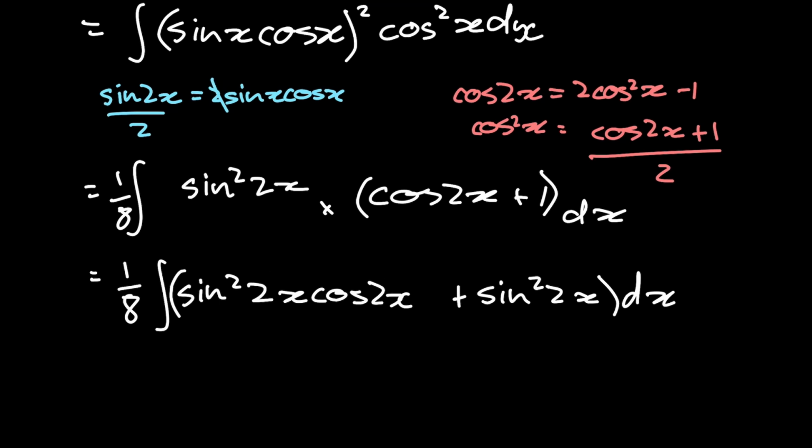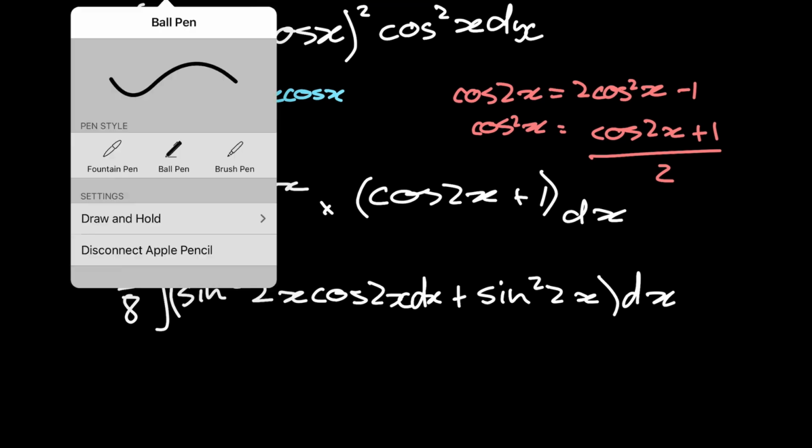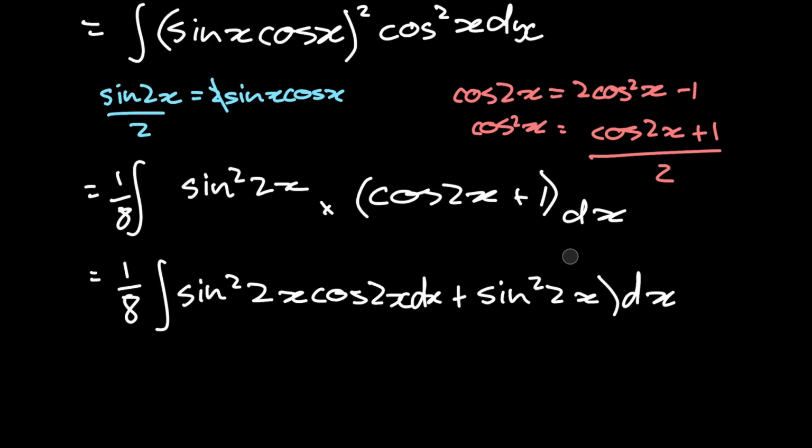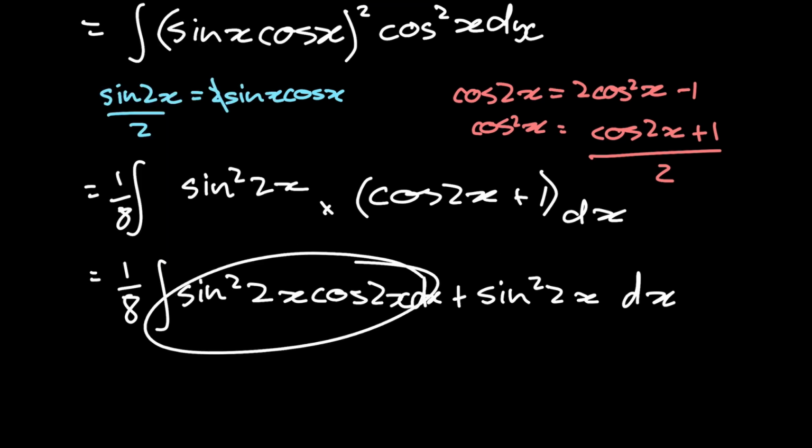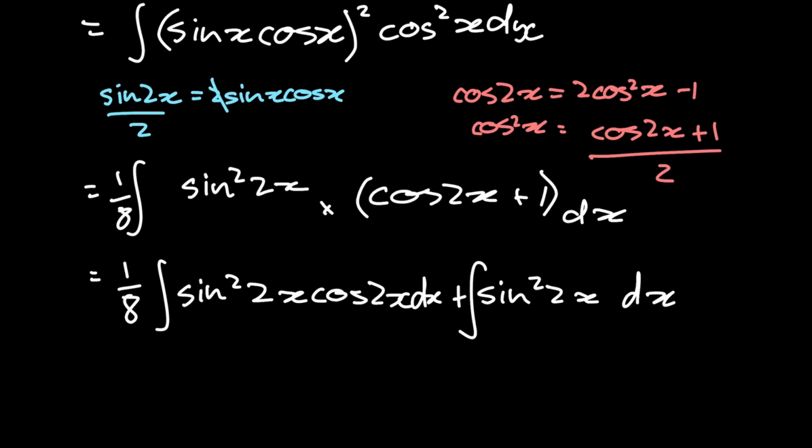arguments as these, because I can split my integral up, and I will split my integral up. So what I'm saying is I can split this up into the integral of this plus the integral of this. However, I mustn't forget to distribute this 1 over 8 to both integrals. So I move that up, and I have 1 over 8. And now I can solve these two integrals separately.